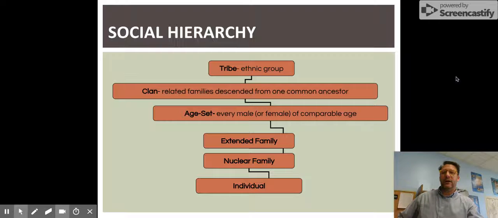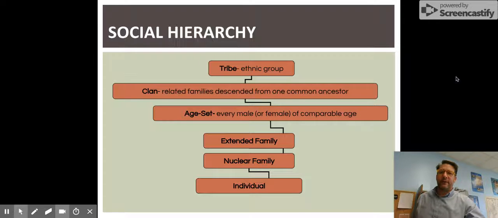We have here a chart of social hierarchy within most of these indigenous societies. This is going to be important because it's this affinity or affiliation to the tribe that's going to be an important aspect of everything that happens through African society up until today. So the tribe is the larger ethnic group, and a tribe is made up of several different clans, and every clan can trace its family descent to one common ancestor. So you might have 20 clans within a tribe.